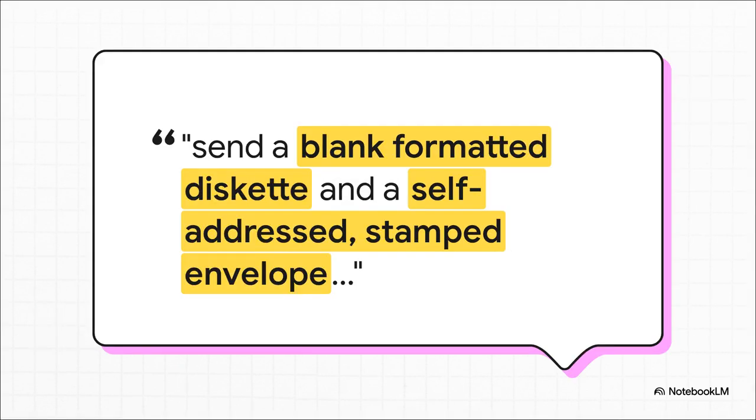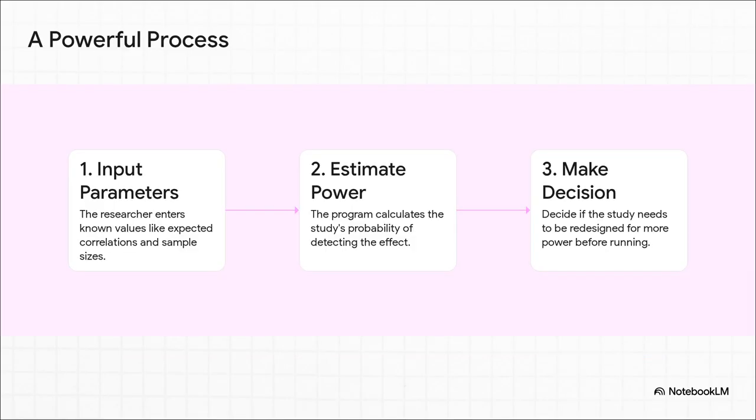And I just have to share this quote with you because it is the most 1998 thing ever. How did you get your hands on this cutting-edge software? You didn't download it. No, the paper literally tells you to mail a blank floppy disk and a self-addressed stamped envelope to the professor. It's a perfect little time capsule, but the idea behind the tool is as important today as it ever was. And the process was brilliantly simple. A researcher would just punch in their study's details, the program would spit out a power estimate, and then they can make a smart choice. If the program says, you've only got a 12% chance of success, you know you need to fix your design before you waste years and tons of money on a project that's destined to fail.